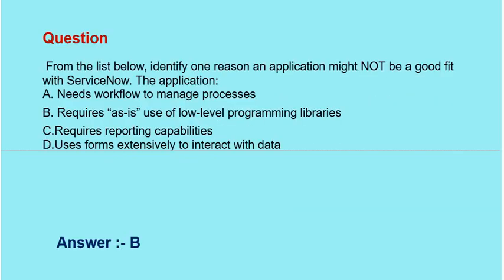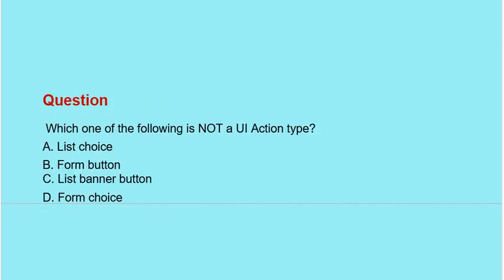Correct answer is option B. Question is which one of the following is not a UI action type? Option A, list choice. Option B, form button. Option C, list banner button. Option D, form choice.